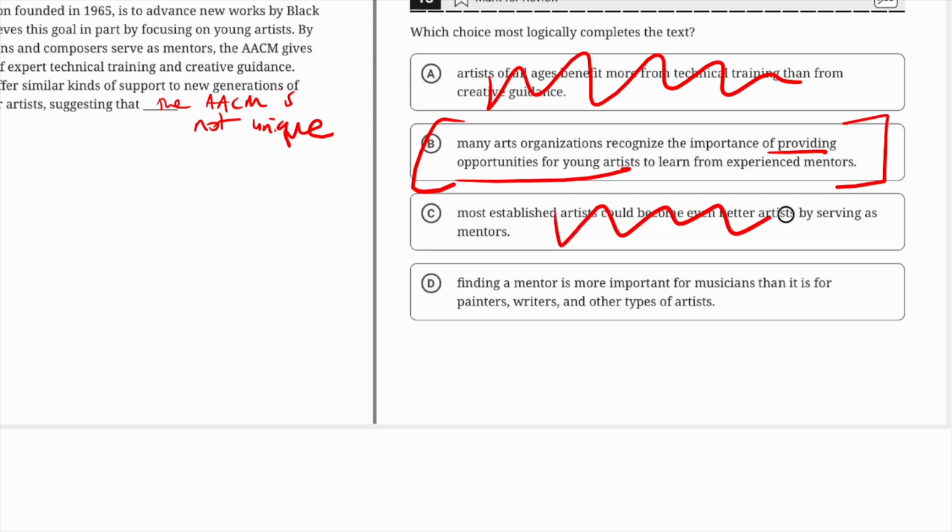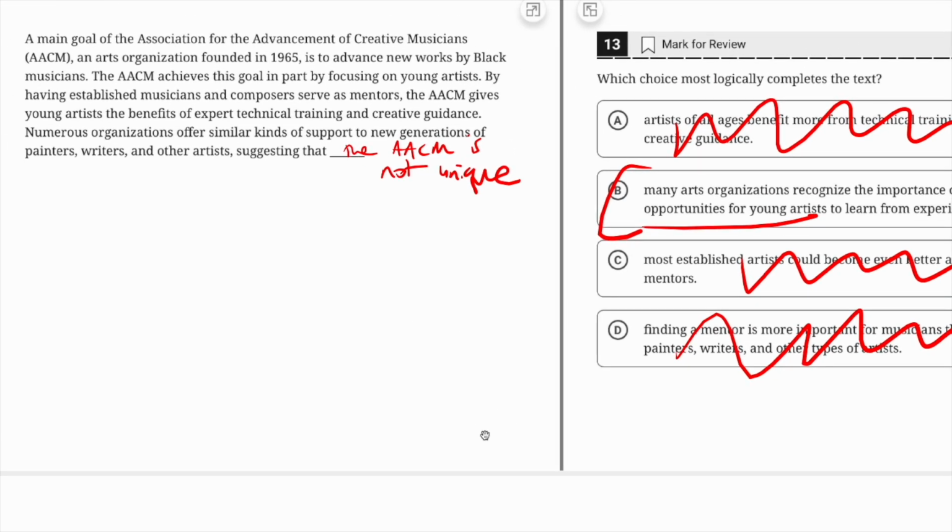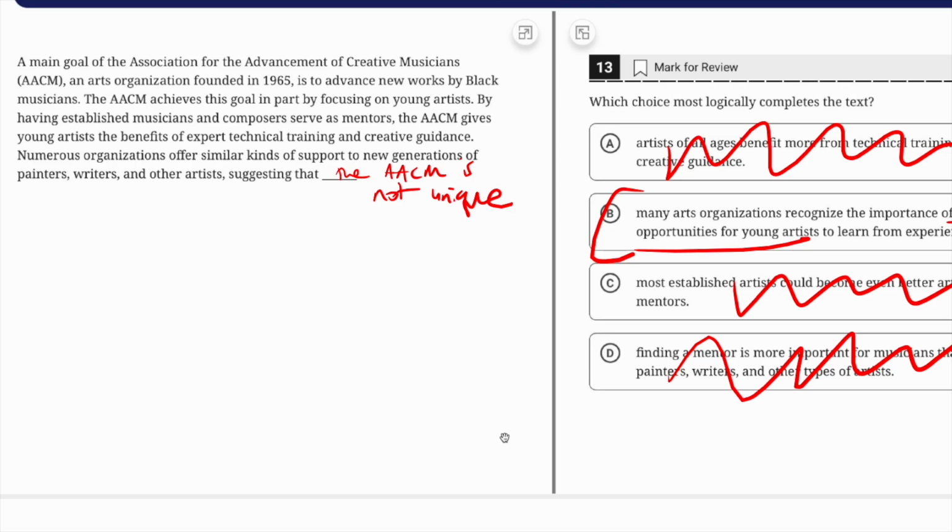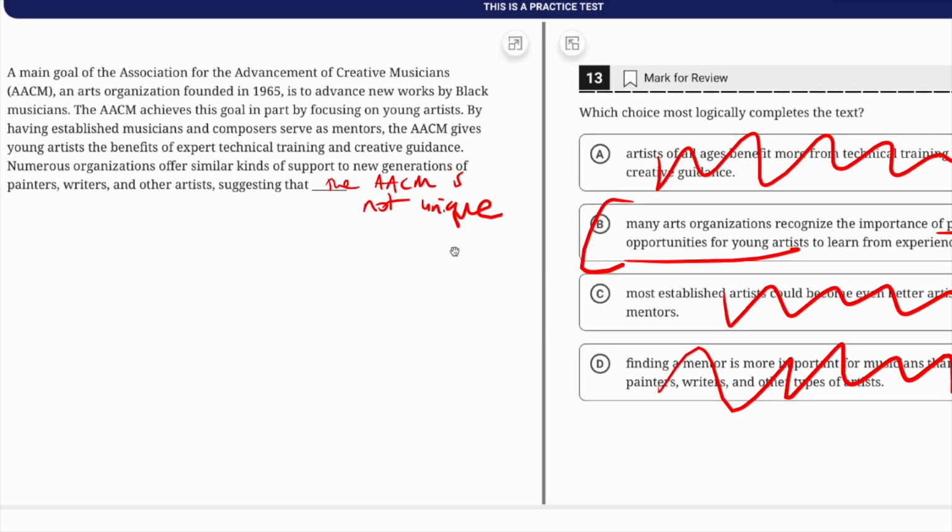It doesn't say anything about artists becoming even better artists. And it doesn't say that it's more important for musicians than it is for other types of artists. So again, I can't think of any great words of wisdom here other than reading carefully and trying to follow the line of reasoning as we go.